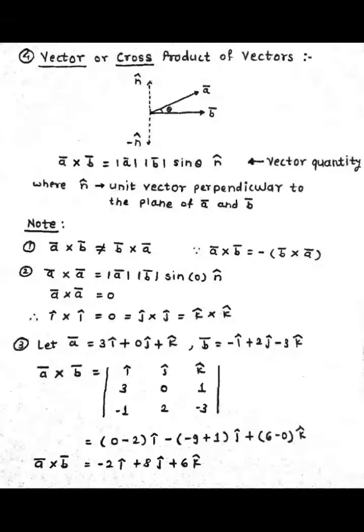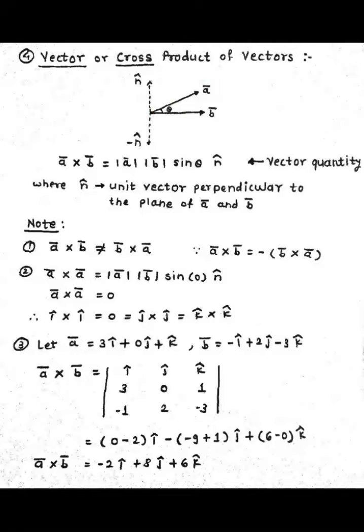Now the next type of product is the cross product, or vector product of vectors. To understand this, look again at the figure. Consider two vectors a bar and b bar to be non-zero vectors, and the angle between these vectors is considered as theta.